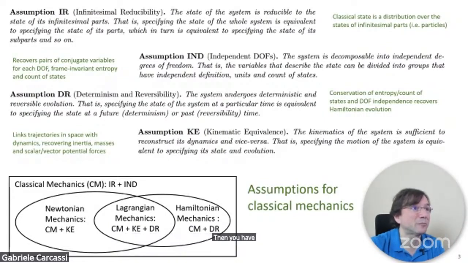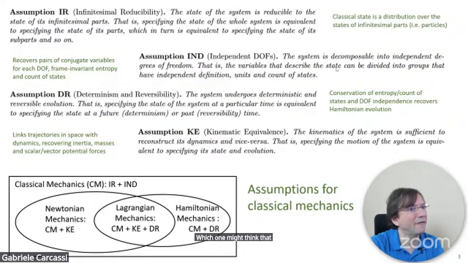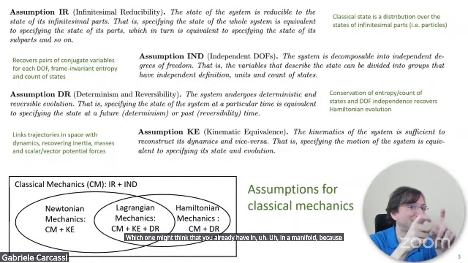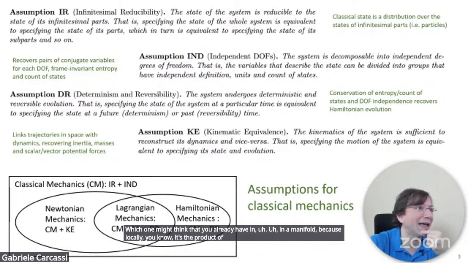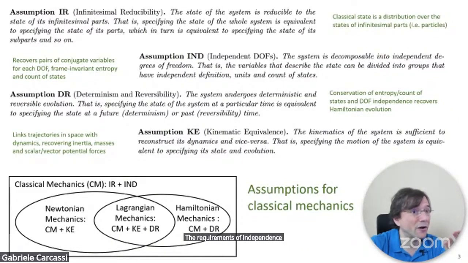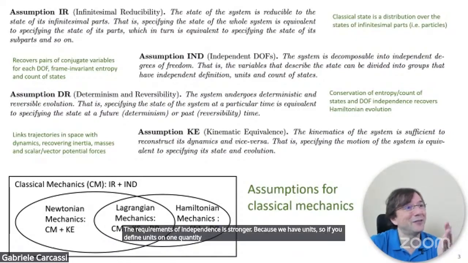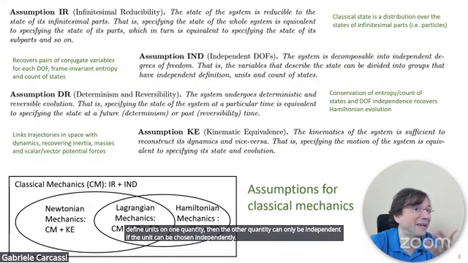Then you have the assumption of independence of the degrees of freedom, which one might think that you already have in a manifold, because locally, it's the product of real lines. But actually, from the physical perspective, the requirement of independence is stronger, because we have units. If you define units on one quantity, then the other quantity can only be independent if the unit can be chosen independently. If it cannot, they're not independent.